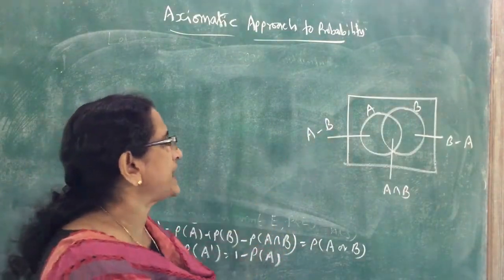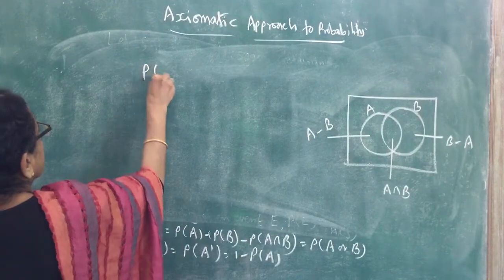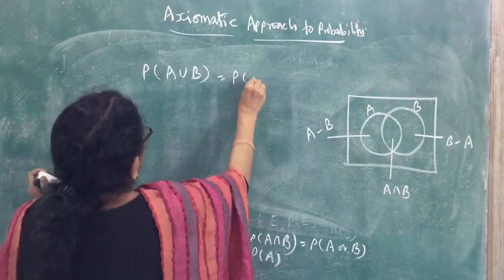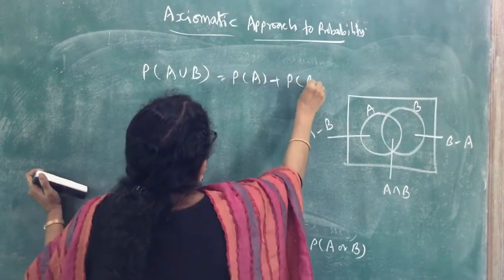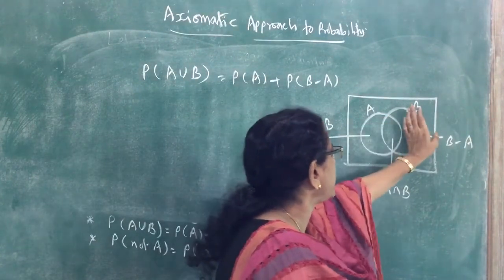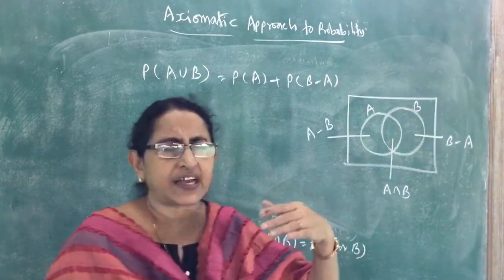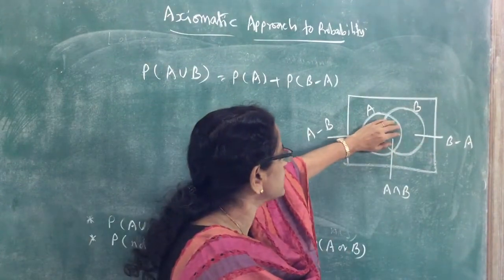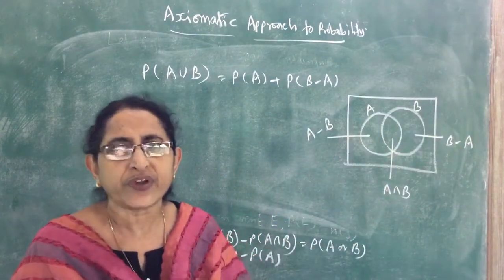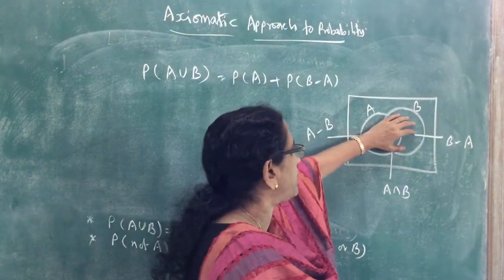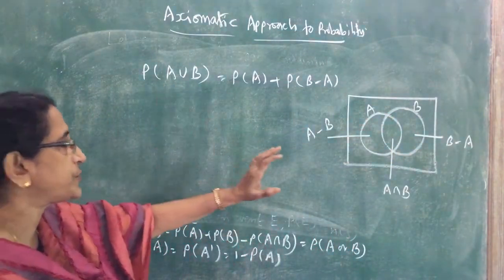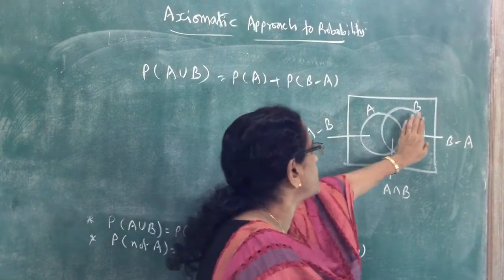Now here we can write probability of A union B equals probability of A plus probability of B minus A. See here, this is A and this is B minus A. So these are disjoint sets. Therefore we can write probability of A plus probability of B minus A, this part. So they together form A union B. A union B means A and B all together. So probability of A union B is equal to probability of A plus probability of B minus A.